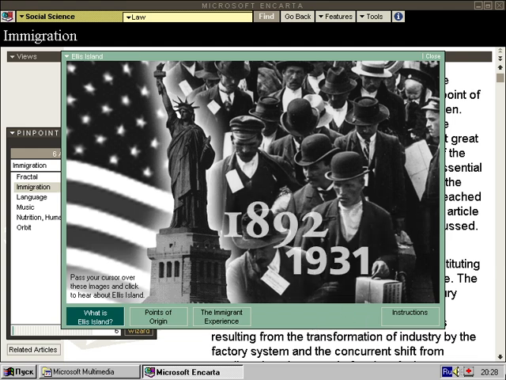Ellis Island was designated an official immigration station in 1890 and was opened in 1892. More than half of the immigrants who entered the United States between 1892 and 1931 passed through the station's gates.